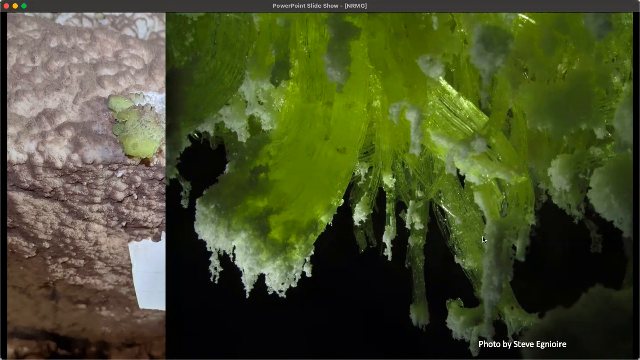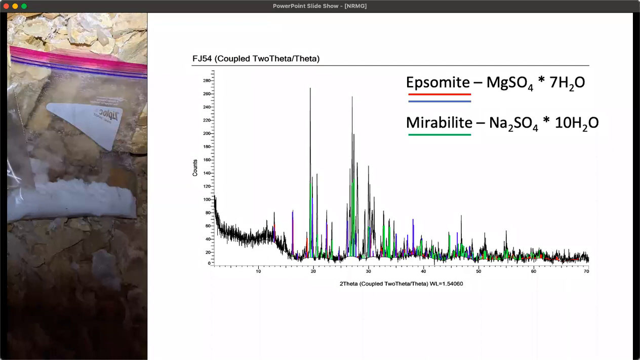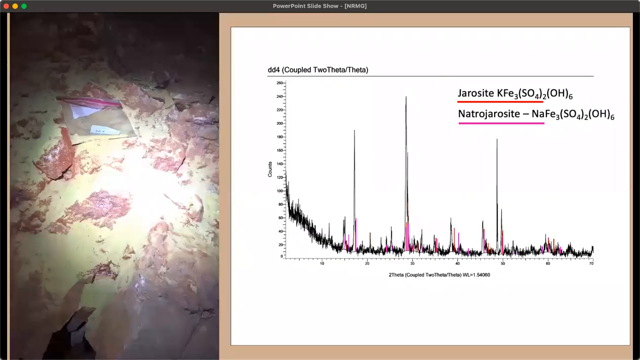This Jolly Rancher green gypsum flower is also likely epsomite. We also have moralobite, bernardite, and most exciting, jarosite and nitrojarosite. So jarosite forms in highly oxidative and acidic environments. It can form from sulfur-bearing solutions or the oxidation of pyrite. Now, nitrojarosite is an extremely rare cave mineral, only described in one other cave in the world in South Africa.